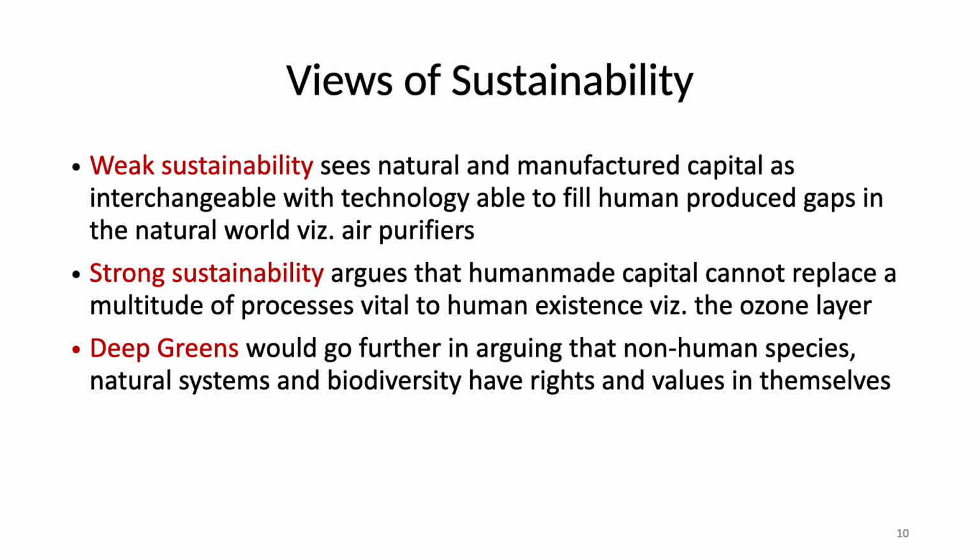Strong sustainability views, on the other hand, hold that human-made capital cannot replace the multitude of processes vital to human existence. For example, the ozone layer or photosynthesis. These are some things that nature is most efficient at and really adapted to. No matter how many innovations we might be able to create, we can't replace these natural processes. There is of course then a very extreme view which goes far away from weak and strong claims about sustainability. For example, deep greens hold that non-human species and natural systems have rights and values in themselves. So just as humans have a right to life, so is the case with other natural systems and non-human species.